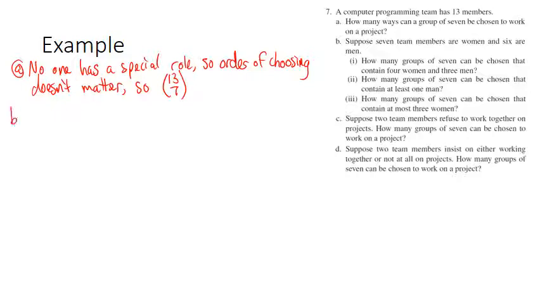Okay, and then part B. Suppose 7 team members are women and 6 are men. How many groups of 7 can be chosen that contain 4 women and 3 men? Oh, sorry, this is 1, not 2. So 1. All right, so we're choosing a group of 7 that has 4 women and 3 men. So this is like a 2-step decision. So now we're going to use the multiplication rule. So step 1, choose 4 women.